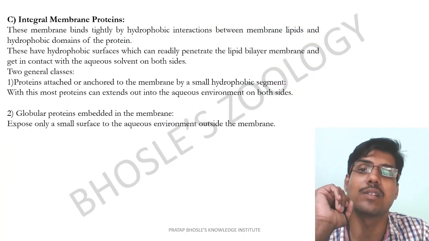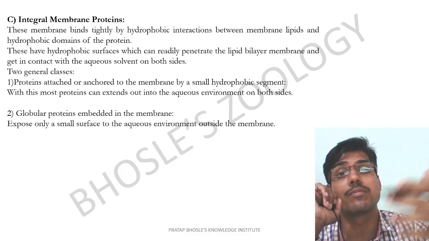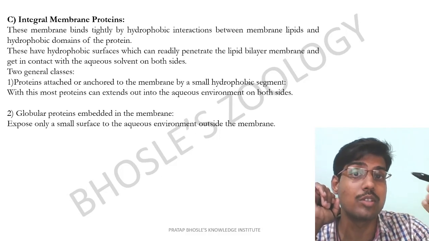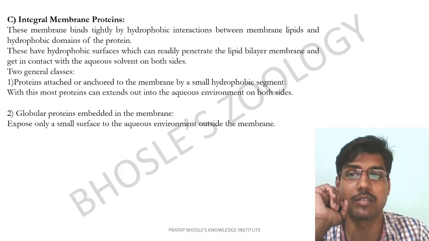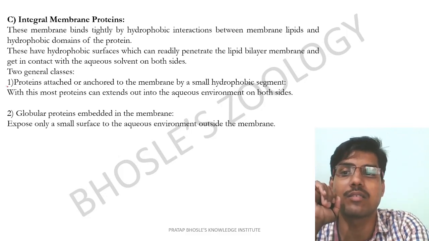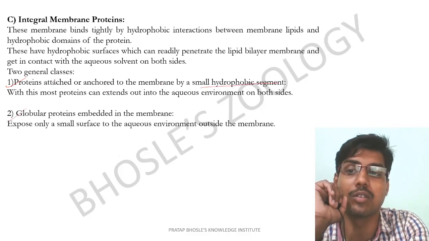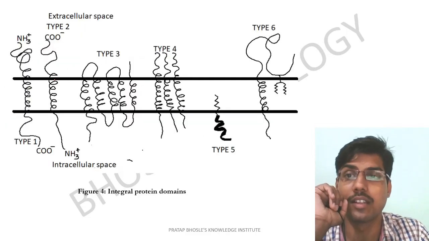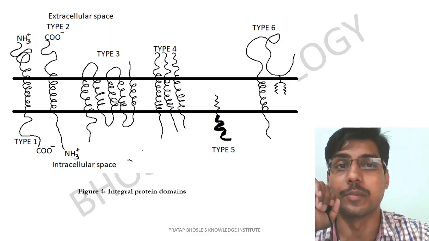नेक्स्ट इज द इंटीग्रल मेम्ब्रेन प्रोटीन्स. इंटीग्रल मेम्ब्रेन प्रोटीन्स हमने देखा है कि जो क्या होता है ट्रांस मेम्ब्रेन जो विच स्पैन थ्रू दिस लिपिड hydrophobic core of the membrane, okay. There are 2 general classes, the proteins attached or anchored to the membrane by a small hydrophobic segment, or the globular proteins which are embedded in it. These are the different domains of the integral protein, है ना.